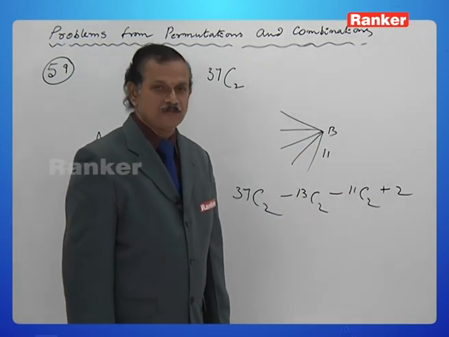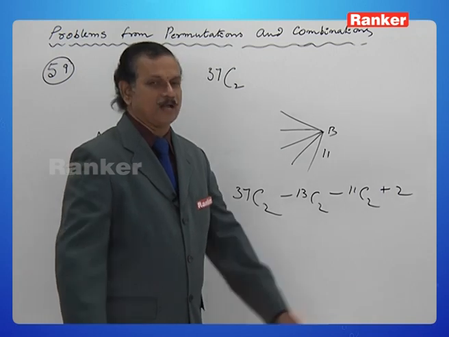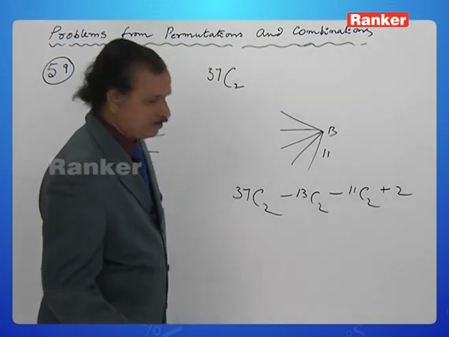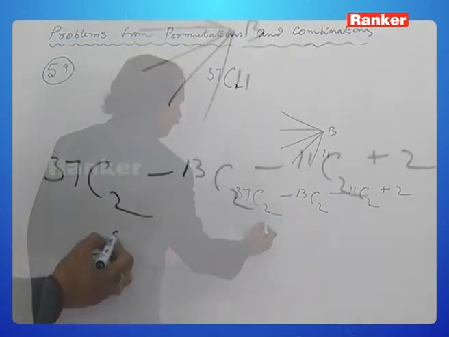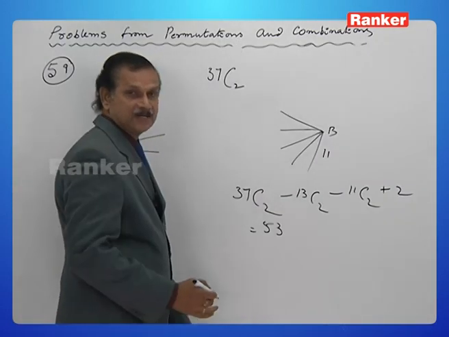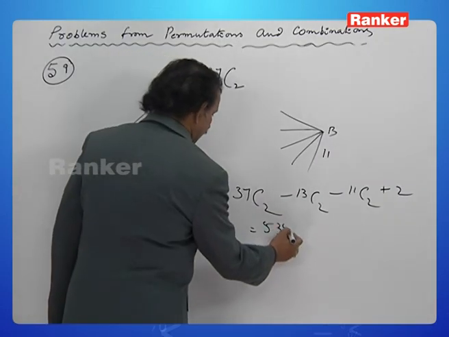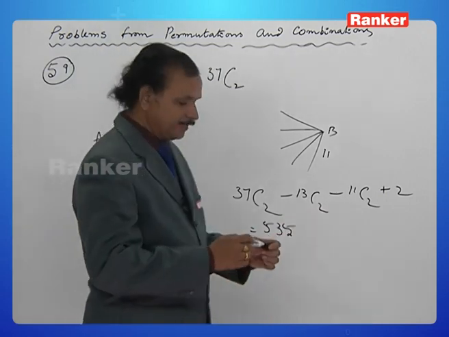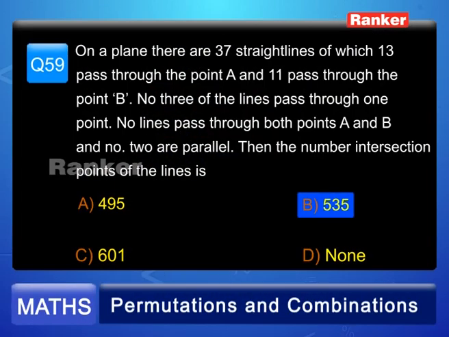If you calculate this, it comes to around 535. What is that? 535. It is an easy matter to calculate this. You can do that, and the answer is 535. That is option B. Second option is the right option, and the right answer is 535.